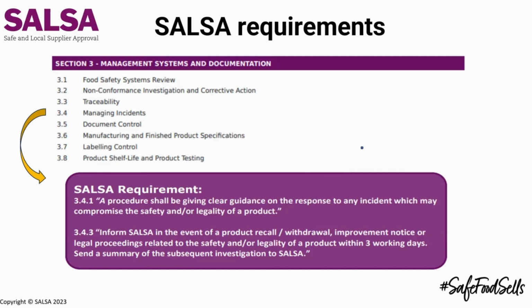The second part here, which is really important, is about informing SALSA. So if you're in the middle of your crisis, you've decided that you've got to recall or withdraw a product, you need to be informing SALSA within 3 working days and send a summary of the subsequent investigation. So what's happened as a result of your investigation? What's the cause? What have your corrective actions been, etc.